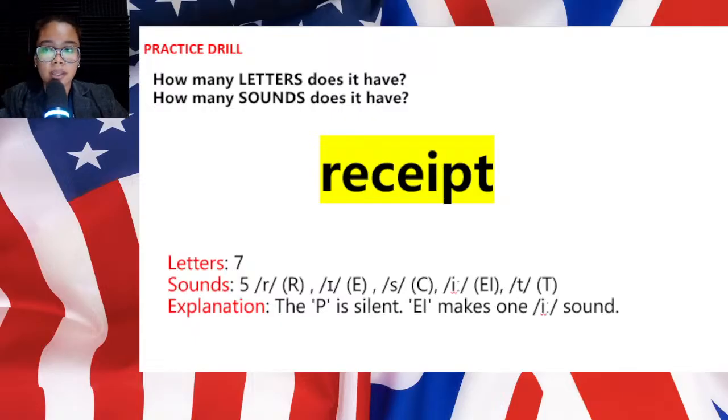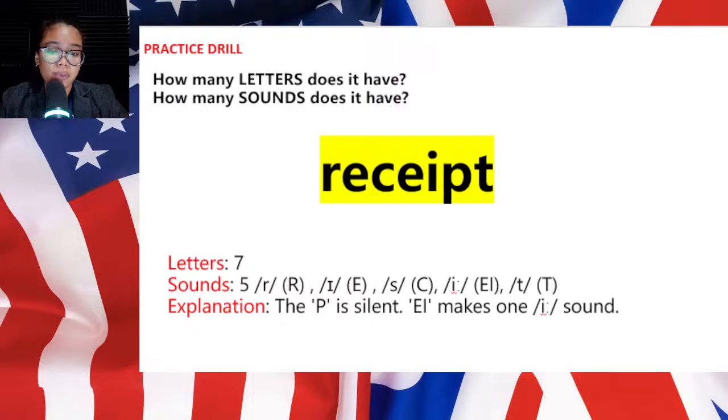Three, multiple letters, one sound. So the EI combination making a single long E sound shows how two letters can form one distinct sound, highlighting the nature of the vowel digraphs. So by analyzing words like receipt, we train our ears to recognize these patterns and our mouths to produce the correct sounds, even when the spelling might initially mislead us.